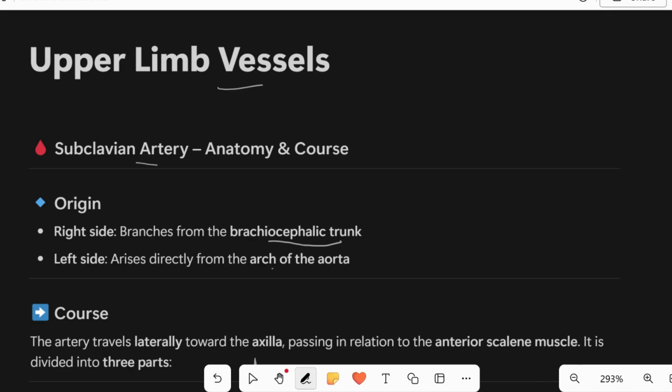Let me explain this with a diagram. For example, this is the arch of aorta. On the right side, we will have the brachiocephalic trunk. On the left side, we will have the left common carotid and left subclavian artery. From this brachiocephalic trunk will arise the right-sided subclavian artery and the right-sided common carotid artery. So this will be the right common carotid. This will be the right-sided subclavian artery. This would be the left common carotid, and this would be the left subclavian artery.